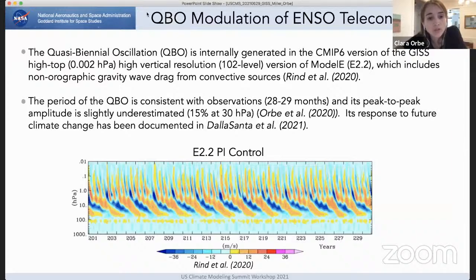And so the QBO in this model has a period consistent with observations, and its peak-to-peak amplitude is also pretty good, albeit slightly underestimated, consistent with biases that we see exhibited in other stratosphere resolving models. So next slide, please.